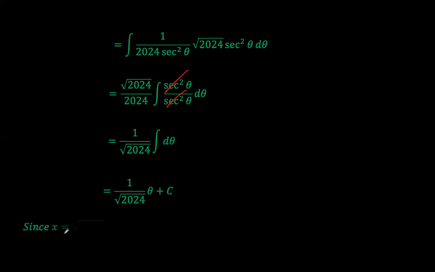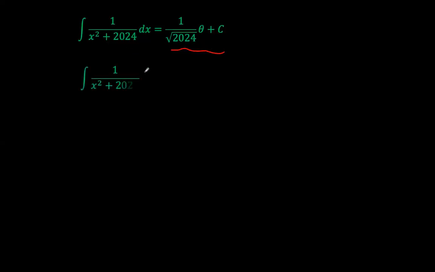Now, since we said x is equal to square root of 2024 tan theta, that means that when you divide both sides by square root of 2024, we have x over square root of 2024 equals tan theta, and therefore theta is the arctangent of x over square root of 2024. So what that means essentially is that the integral of 1 over x squared plus 2024 is the same as 1 over square root of 2024 times arctangent of x over square root of 2024.